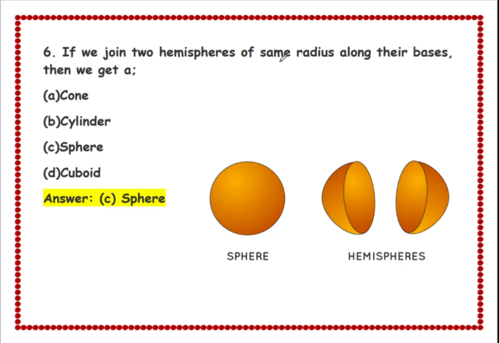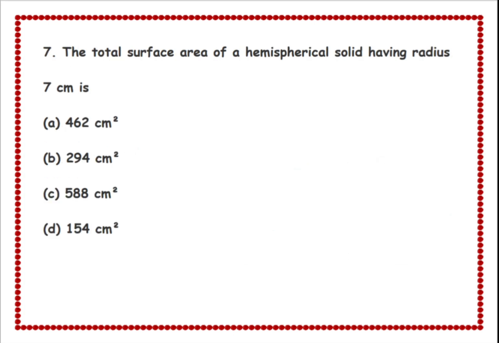Now moving to sixth question. If we join two hemispheres of same radius along their bases, then we get, if we join two hemispheres, we get a sphere. Therefore, the correct answer is option C, sphere. If we join two hemispheres, we get a sphere. The correct answer is option C.